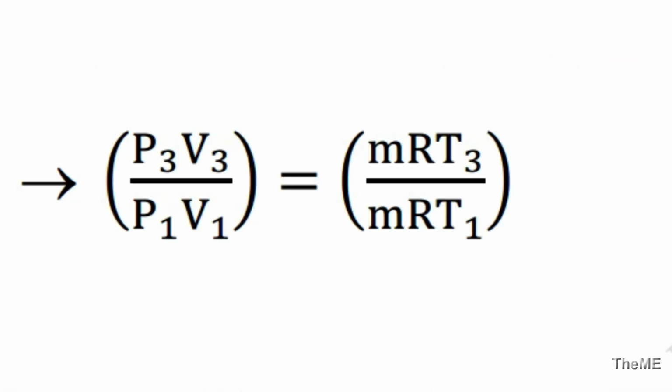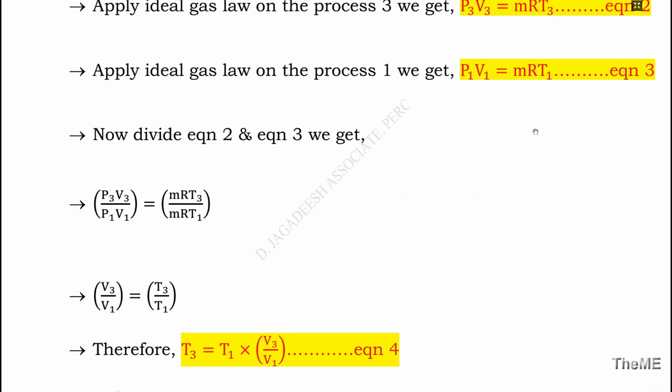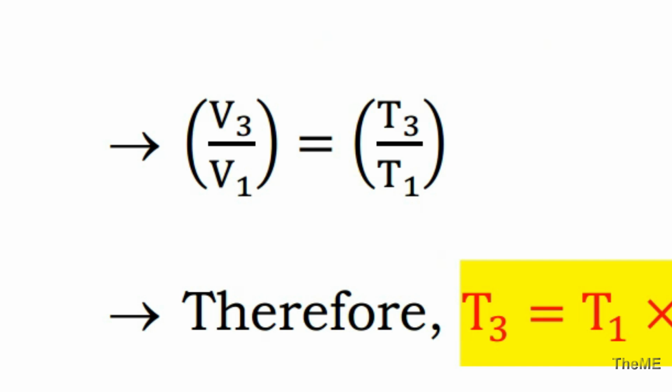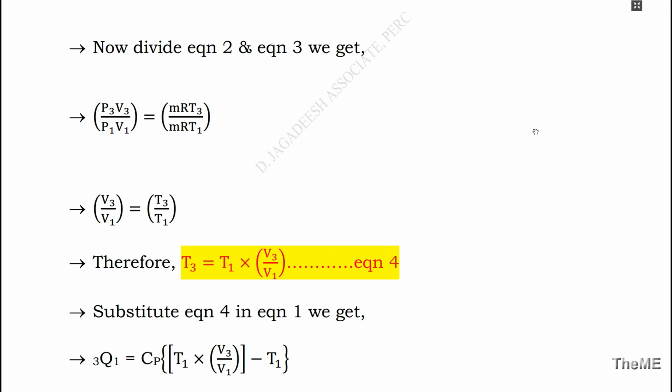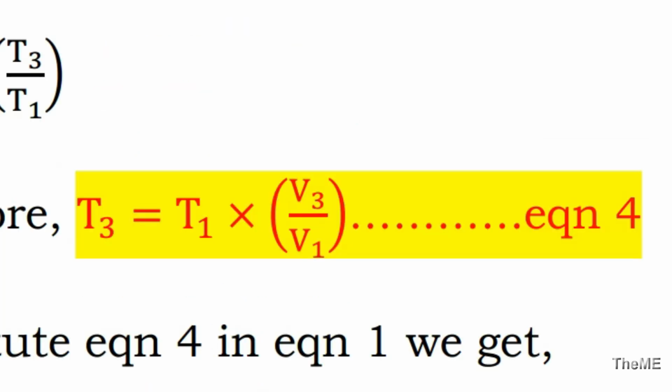Since this is a constant pressure process, P3 and P1 are the same, and this is an ideal gas. Therefore, mass and gas constant for each process remain the same. Hence, P3 and P1 get cancelled and mR gets cancelled. So the next step will be V3 by V1 is equal to T3 by T1. Now bring this T1 to the LHS. We get T3 is equal to T1 into V3 by V1, and consider this as equation 4.